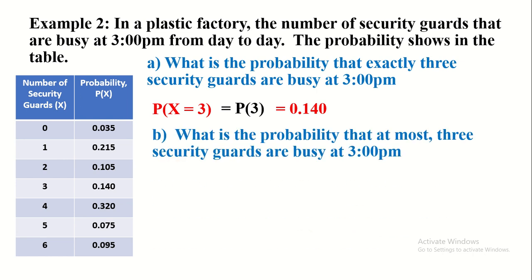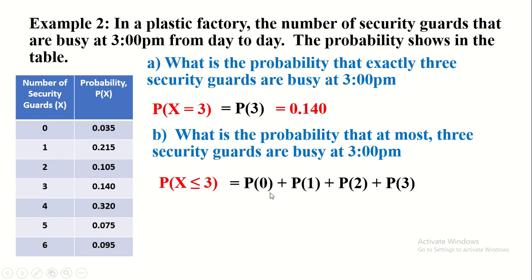Okay, letter B. What is the probability that at most 3 security guards are busy at 3 p.m.? Pag sinabing at most, that is less than or equal to. Ibig sabihin, yung probability of X daw, dapat less than or equal kay 3. Ulitin ko, pag sinabing at most, nabanggit ko ito kanina sa inequality symbols, dun sa word phrases. This signifies less than or equal to. Ano nga ba yung mga less than kay 3? Siyempre 2, 1, and 0. Kaso, dahil meron kang equal sign dito, isasama mo pa rin si 3.